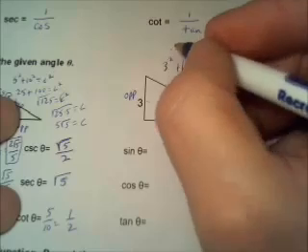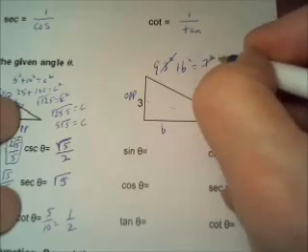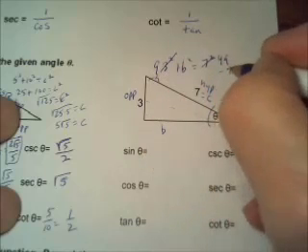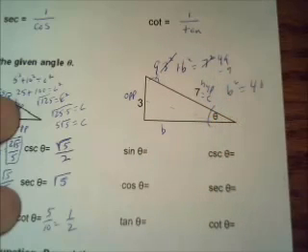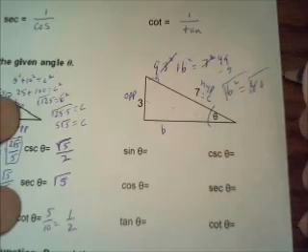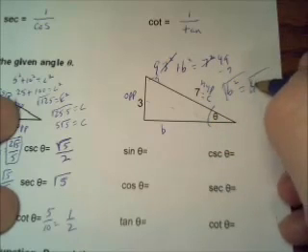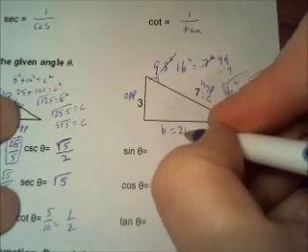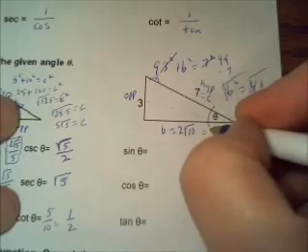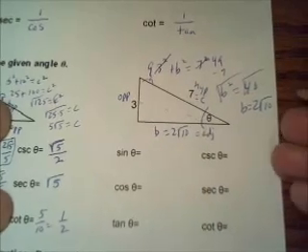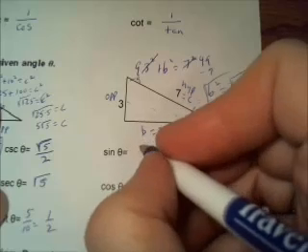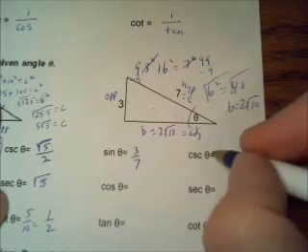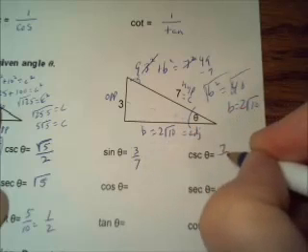So 3 squared is 9, 7 squared is 49, and if you subtract 9 from each side, you get b squared is equal to 40. b is the square root of 40. The square root of 40 breaks up into 4 times 10, so b is 2 square root of 10. And this is the adjacent side. So the sine is opposite over hypotenuse, 3 over 7. Cosecant is the flipped sine, 7 over 3.